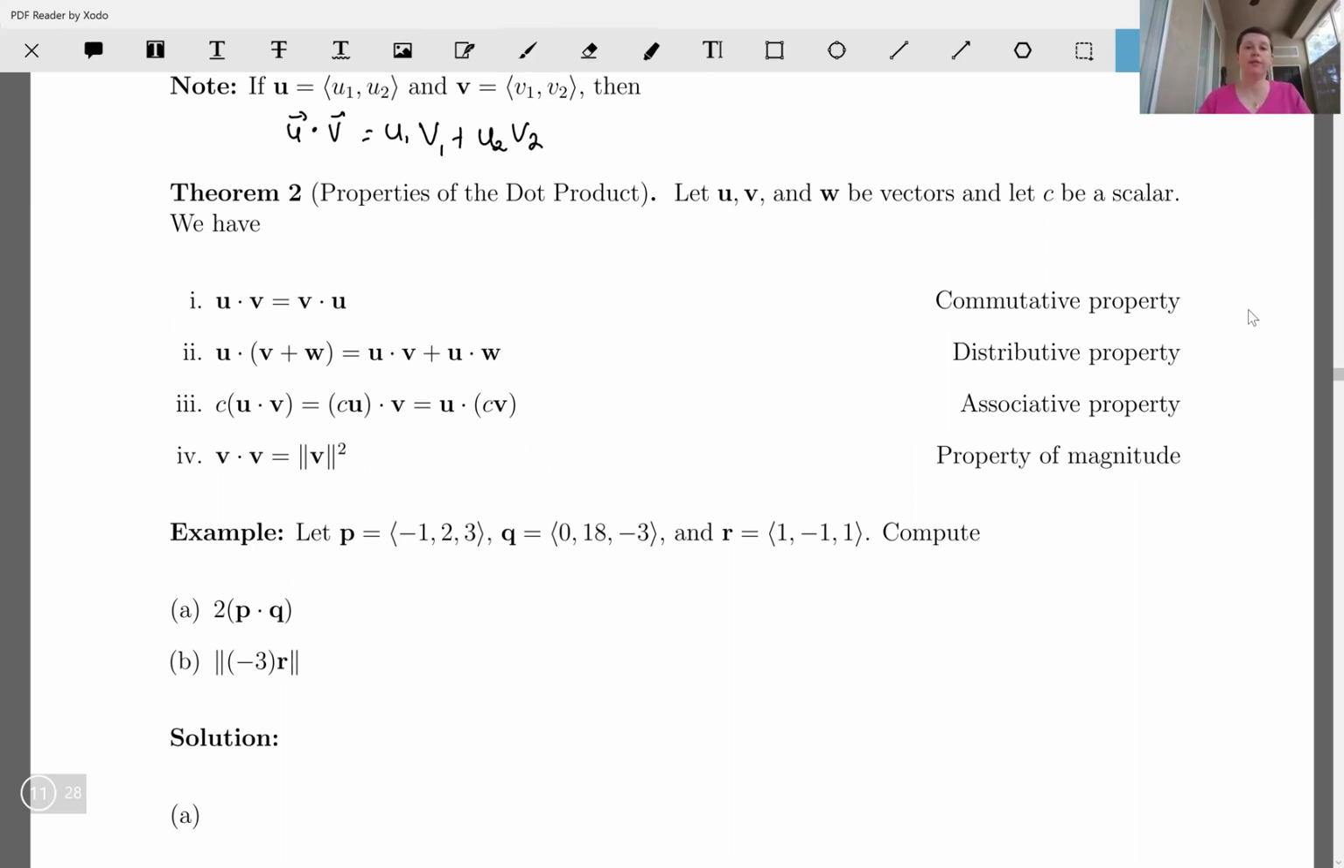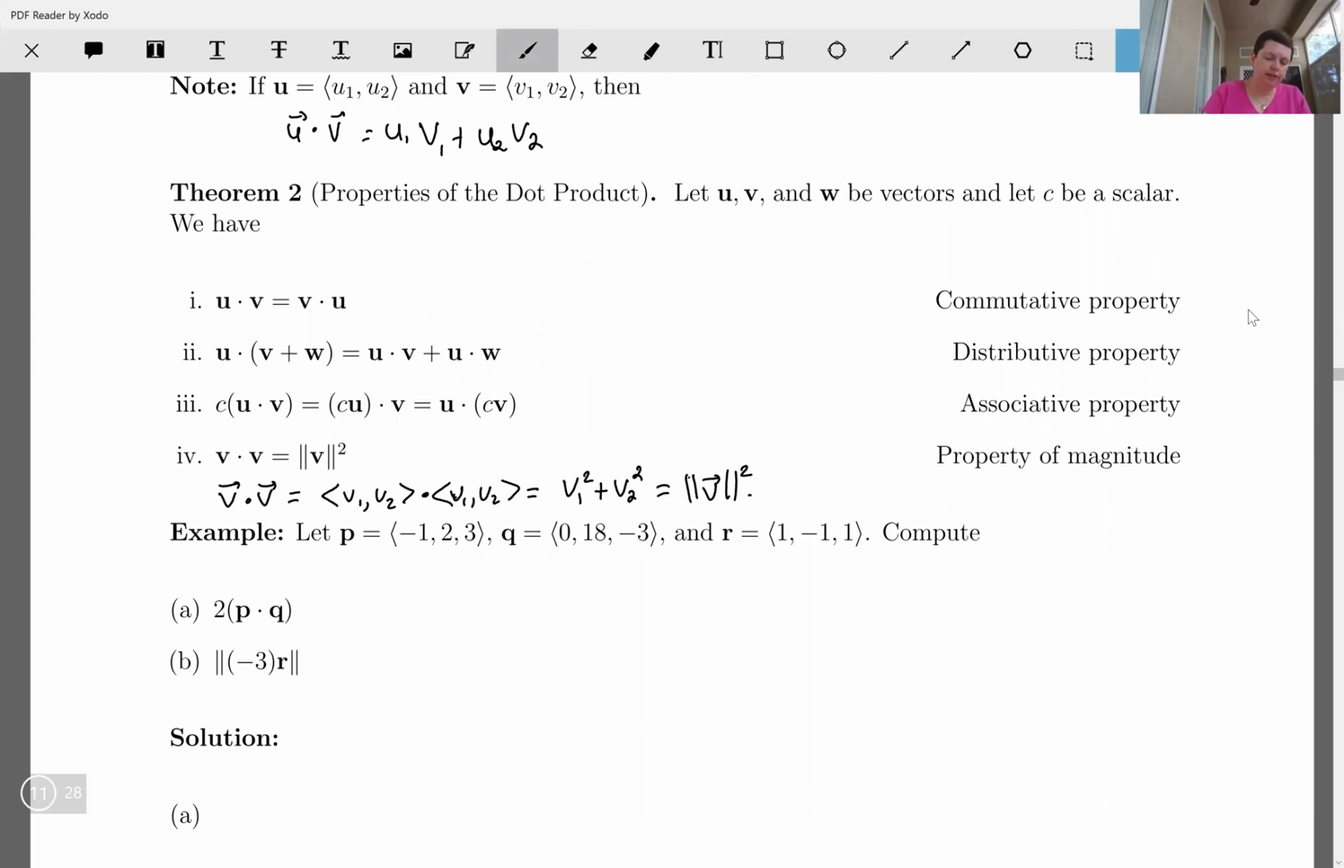So let's check and see that that makes sense. What is the dot product of a vector with itself? So I'm going to have v1, v2 dot v1, v2. So that's going to be v1 squared plus v2 squared. And since the magnitude of v is the square root of that, this gives us the magnitude of v squared.